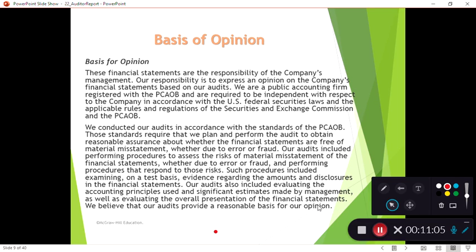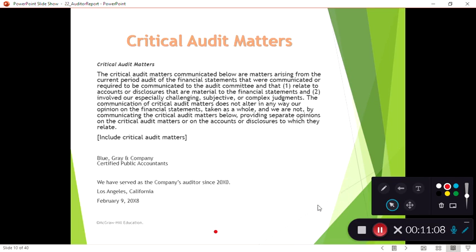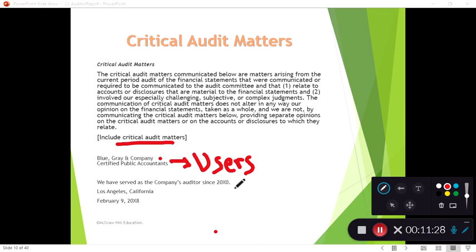And basically, this critical audit matters requirement acknowledges the fact that the audit firm has a lot more information than that. And so this is a push to try and get more information from the audit firm to the users, right? That's what this is an attempt at. So you're going to see this more and more because this has just been very recently required. Okay.